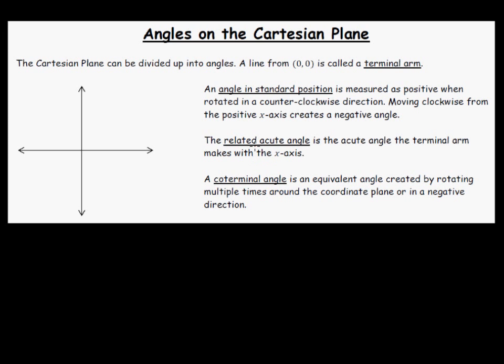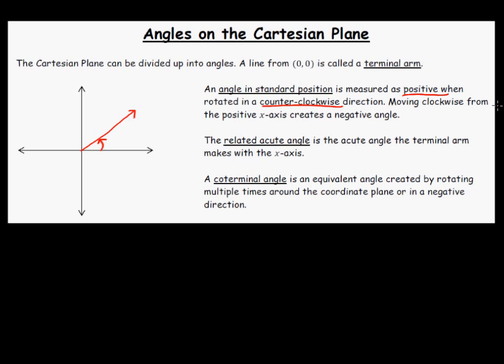This video will look at angles on the Cartesian plane with angles in radians. As a review, you've already done angles on the Cartesian plane using degrees. An angle in standard position is an angle that's measured from the positive x-axis, and then the terminal arm for that angle is rotated away from that positive x-axis. If that angle is rotated in a counterclockwise direction, it's known as a positive angle.